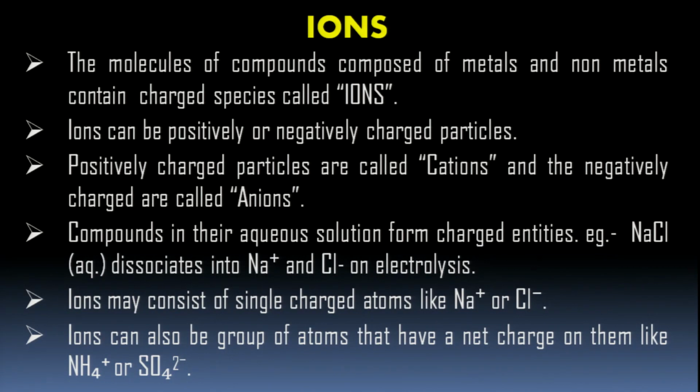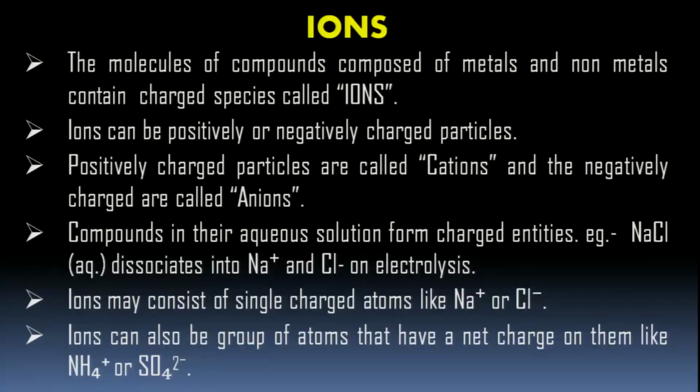Compounds in their aqueous solution form charged entities or charged particles, you can say. NaCl, sodium chloride. In its molten state, of course, or in the solution with water, it dissociates into Na+ and Cl- on electrolysis. Na+ is cation, Cl- is anion. Na+ moves towards the negative electrode, cathode, and Cl- moves towards the positive electrode, anode.